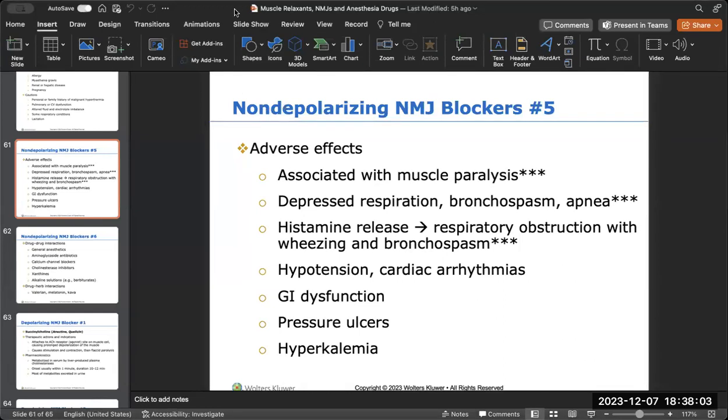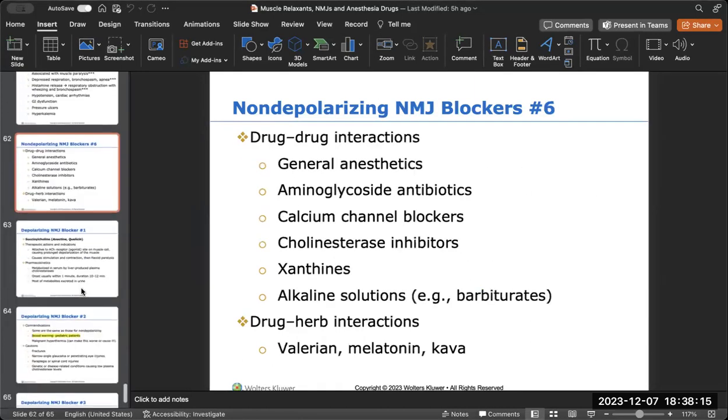So we've got to watch out for our cardiac and respiratory status, as well as GI dysfunction, pressure ulcers, and, as we said before, potential electrolyte problems. So we should watch for hyperkalemia, because that could also further cardiac arrhythmias.